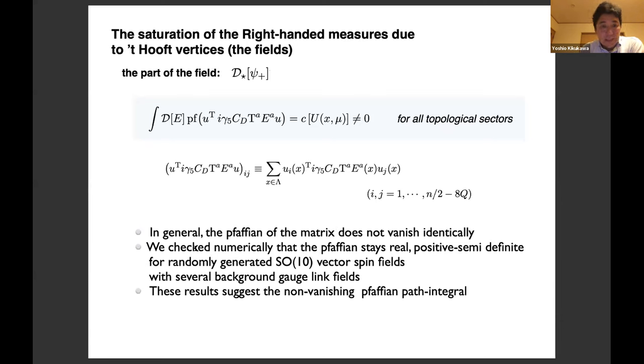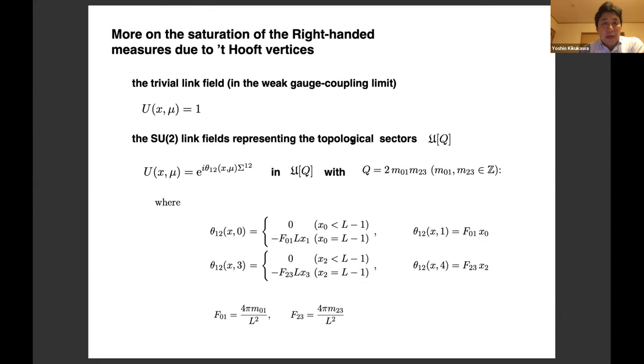So we checked numerically that the Pfaffian stays real, positive, semi-definite for randomly generated SO10 vector spin fields with several background gauge field link fields. And these results suggest a non-vanishing Pfaffian path integral. So the cases I considered are as follows. I first consider the case with a trivial link field, so the link field is unity.